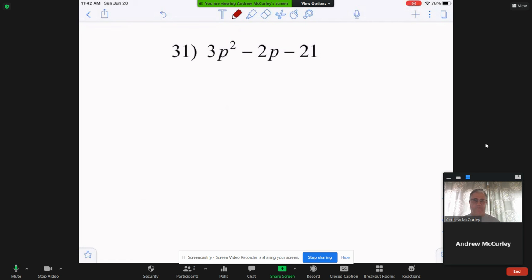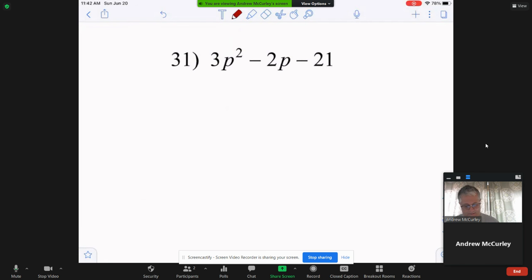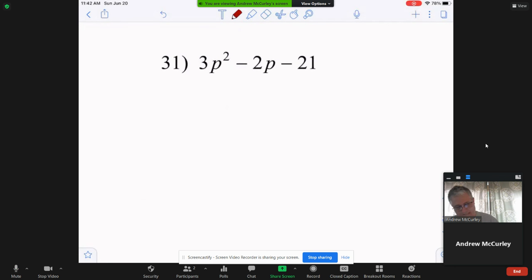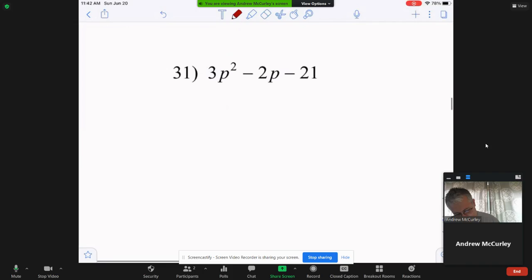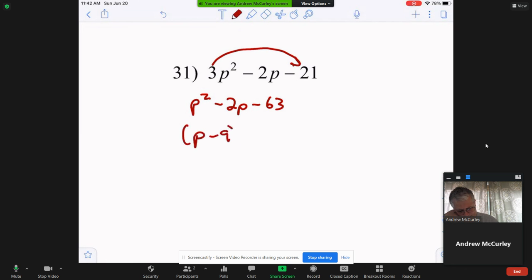So here's what I'm going to do. This is what we call the slip and slide method. I like this because it makes it look like the other ones. So I'm going to take this 3 and I'm going to slip it down to there. I'm going to multiply. So that's p squared minus 2p minus 63. Okay, so now I'm going to factor that just like we just did. That's going to be p minus 9, p plus 7, right?